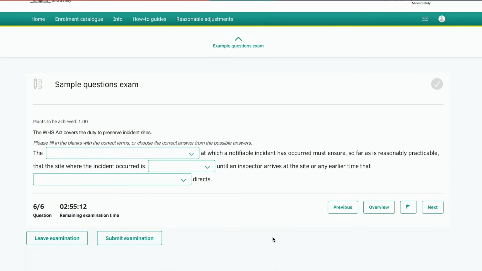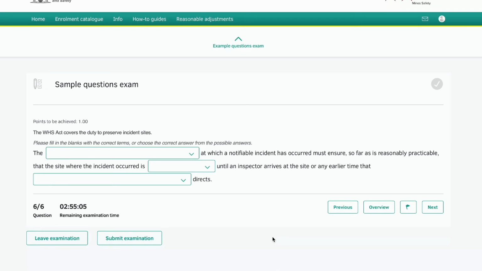This question presents you with the following statement. The WHS Act covers the duty to preserve incident sites. It then provides you with a corresponding statement, where you will need to fill in the blanks with the correct terms from the drop-down boxes.